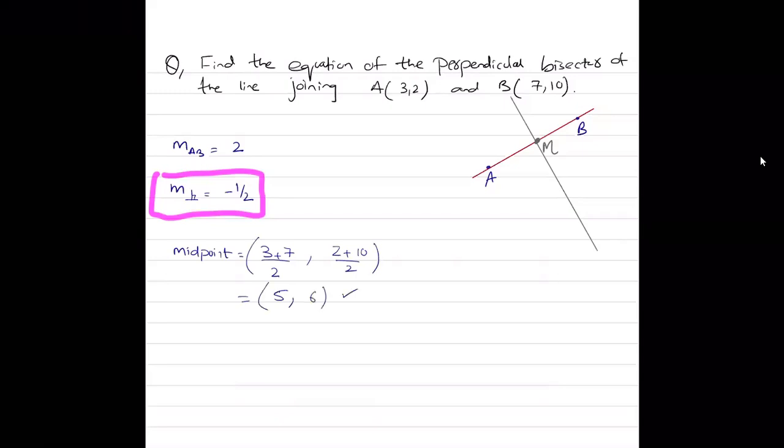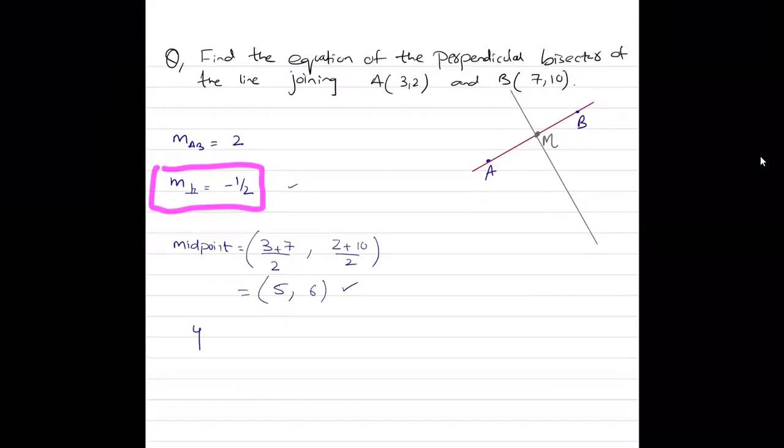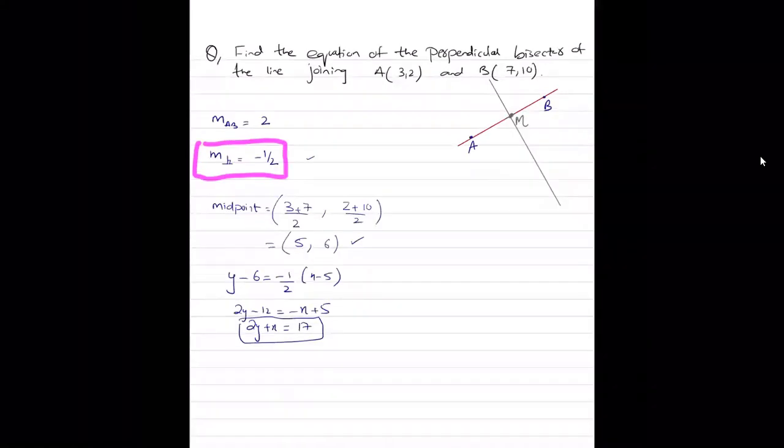Now I have a point and I have the gradient, so I can just use the equation form y minus y1 equals m times (x minus x1). So 2y minus 12 equals minus x plus 5, so 2y plus x equals 17. It's better to write all the x and y positive. It's just a better way. Your examiner won't be deducting marks for this. So 2y plus x is equal to 17. That's your answer for this.